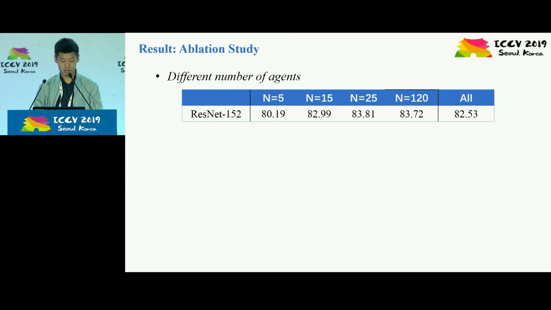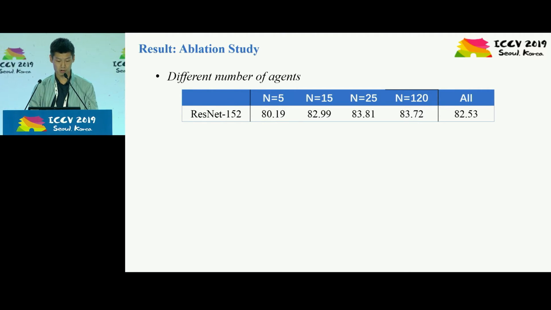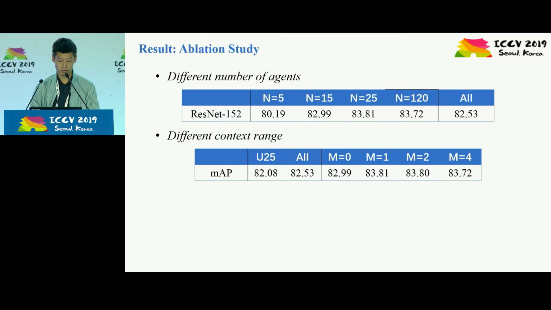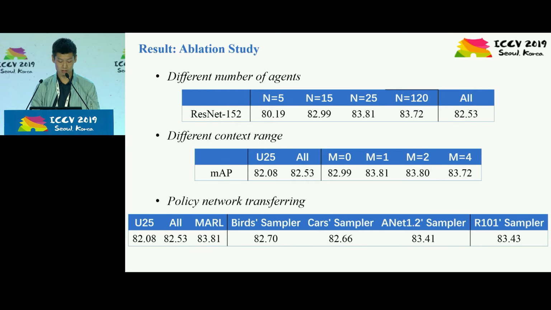We perform an ablation study on the ActivityNet dataset for different numbers of agents. Then we try to explore the impact of the context range in the context-aware observation network. The context-aware observation network improves on the non-context model with clear margins. We also found the learned policy network can still be effective when it's transferred directly to other datasets or other classification networks. In short, we proposed an intuitive and simple idea for untrimmed video recognition, and I think there will be better approaches in the future.